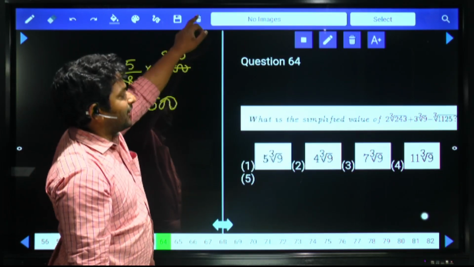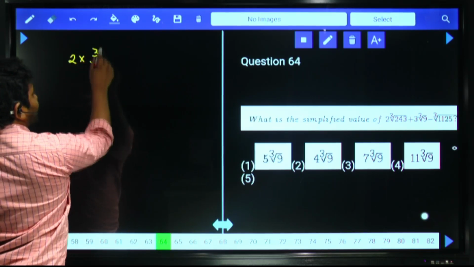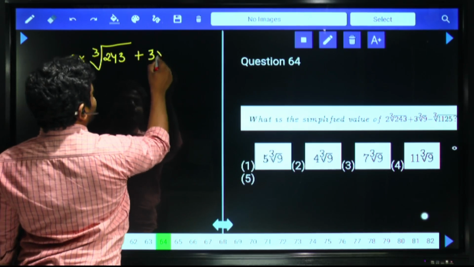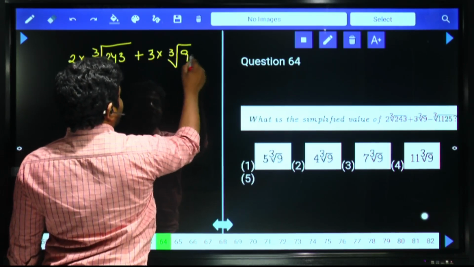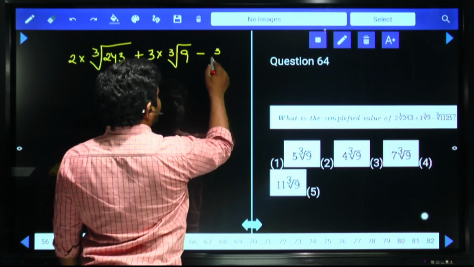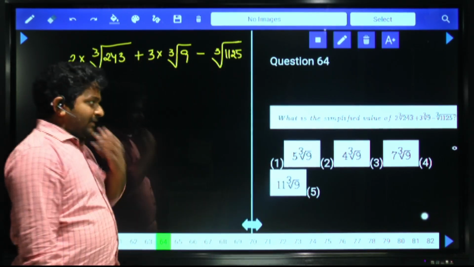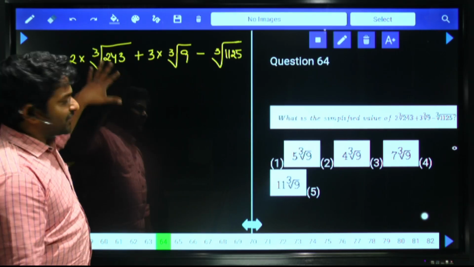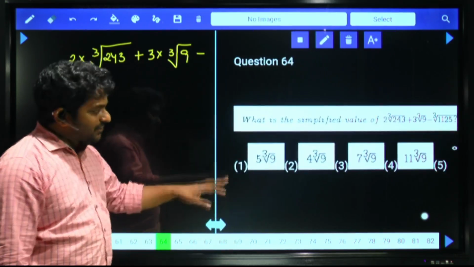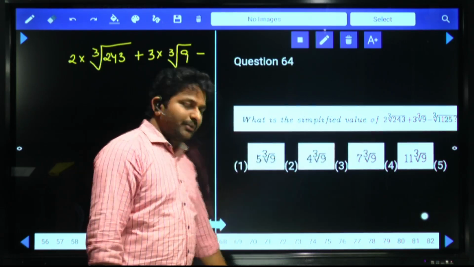Next, what is the simplified value of 2 into cube root of 243 plus 3 into cube root of 9 minus cube root of 1125? Now, when you look at this question, you feel that cube roots are there and it might take a lot of time. But look at your answers. When you look at your options, you'll get an idea. In every option, we have cube root of 9, cube root of 9, cube root of 9.